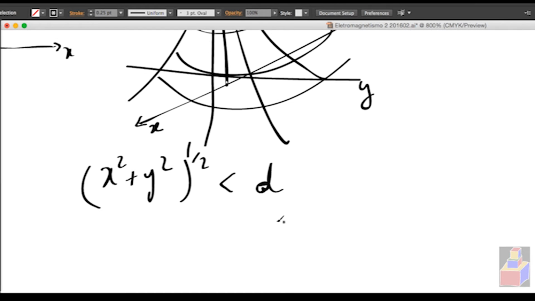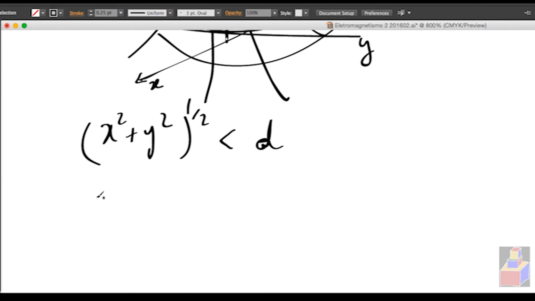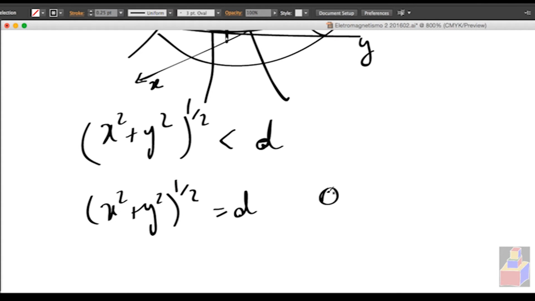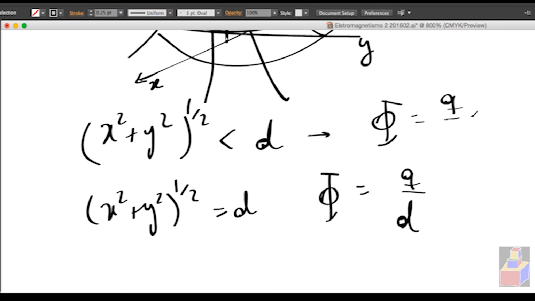Okay. So if the square root of x squared plus y squared equals d, the potential would be given by q divided by d. I want to ensure that the potential doesn't grow larger as we go closer to the charge than distance d. So I would say that the potential under this condition would be held fixed at q over d. Otherwise, you can calculate without problems.